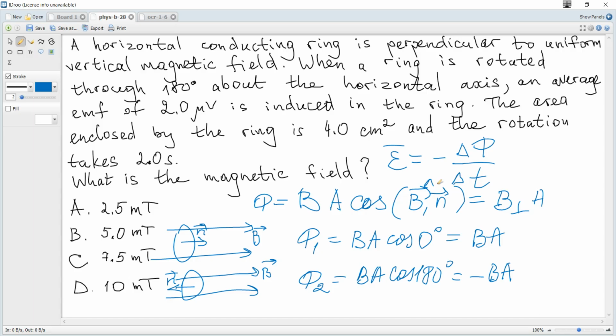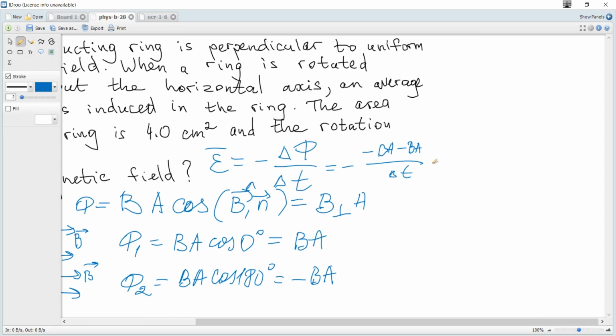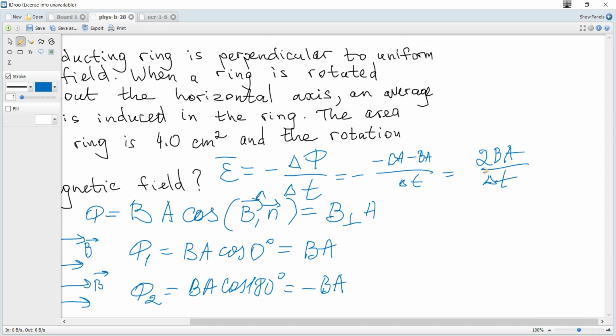So the average EMF becomes minus the change in the magnetic flux, so it's the final value minus the initial value, so it becomes negative BA minus BA divided by delta T. So it becomes minus and minus 2BA, so just 2BA divided by delta T. You may get that this value is negative.